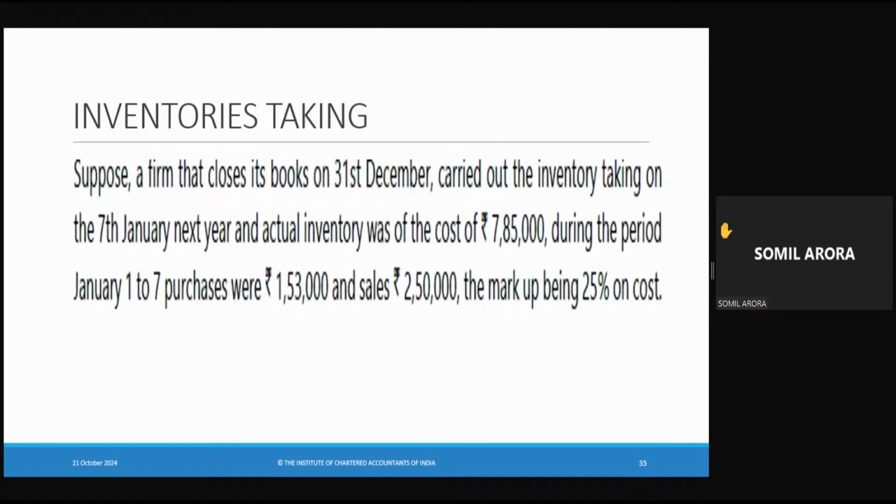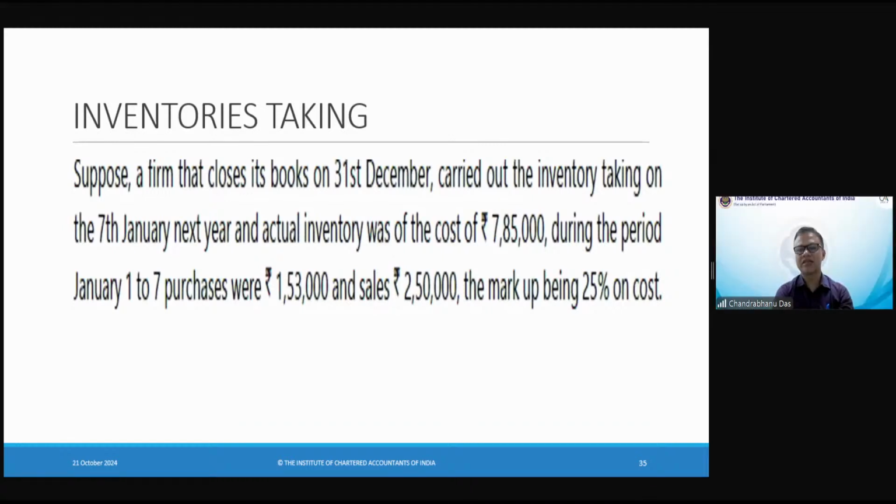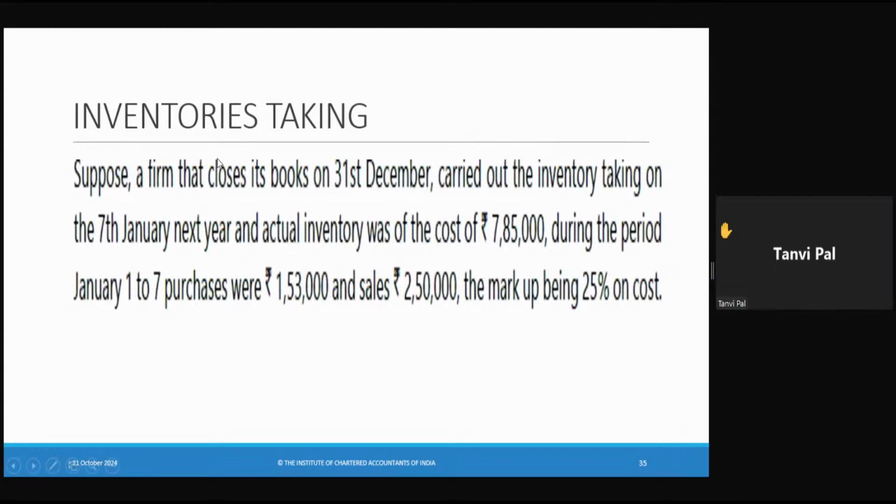Please repeat the question. My question is, when you are calculating the inventory as on 31st December and you are given the inventory on 7th January, what basis or method of calculation will you use? Whether it is opening stock basis or closing stock basis. So will 31st December be treated as opening stock, or as closing stock? Yes, Tanvi. Opening stock. Yeah, Tanvi, very good.